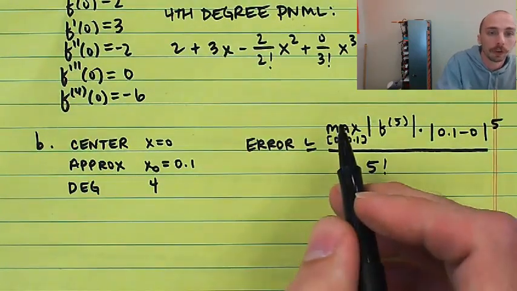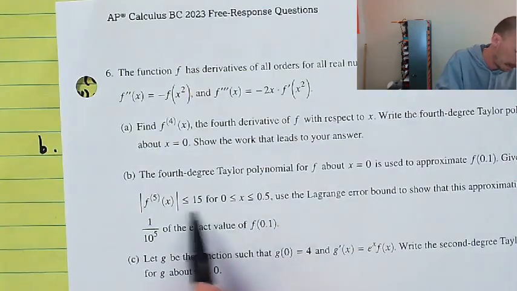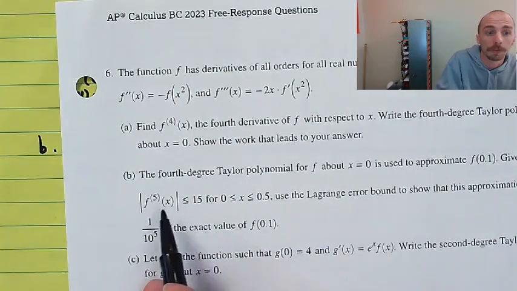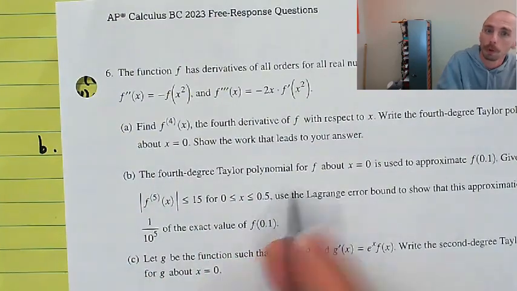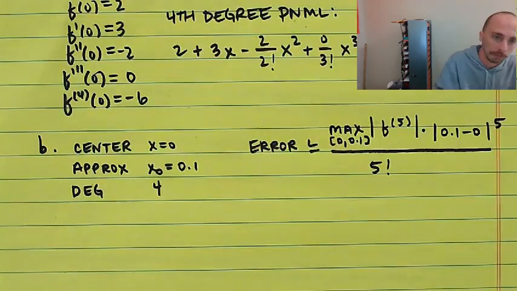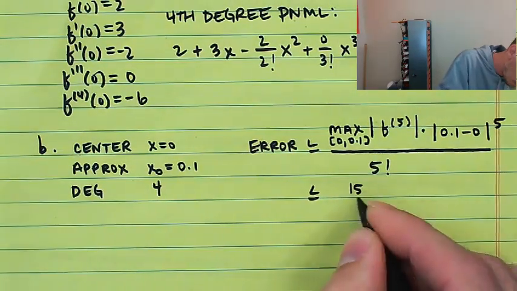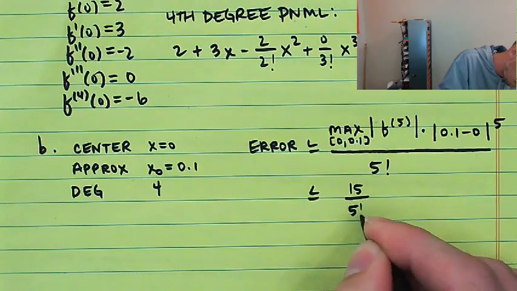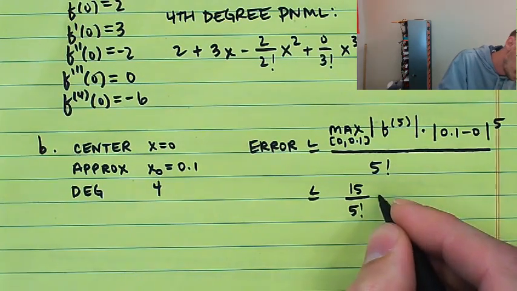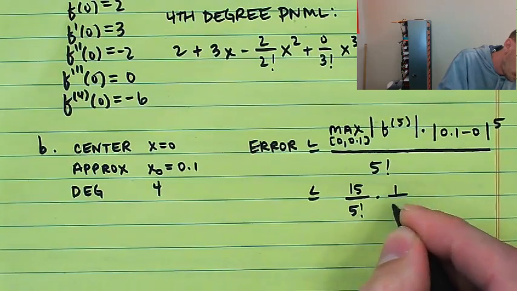Okay, and then they told us that the maximum of f's fifth derivative on the interval 0 to 1/2 is 15. So that also means that 15 is going to be greater than or equal to any value of f's fifth derivative on 0 to 0.1. So I'm going to use that 15. So I'm going to say less than or equal to 15 over 5 factorial multiplied by 0.1 to the fifth. Well, that's 10 to the fifth in the denominator.